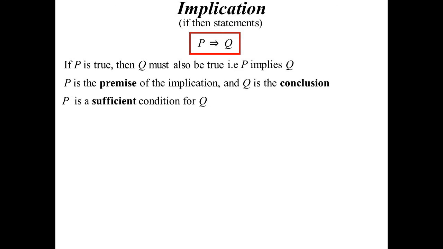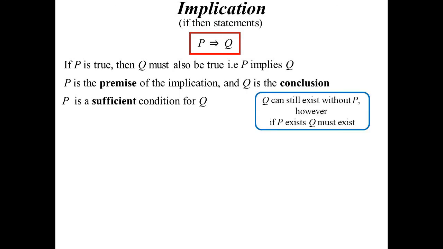P is called a sufficient condition. Why do we call it sufficient? Because Q can still exist without P. P implying Q doesn't mean that if I've got Q, I've got P. It means if I've got P, I've got Q. So if P exists, Q must exist. So in other words, P is a sufficient condition to conclude I've got Q.